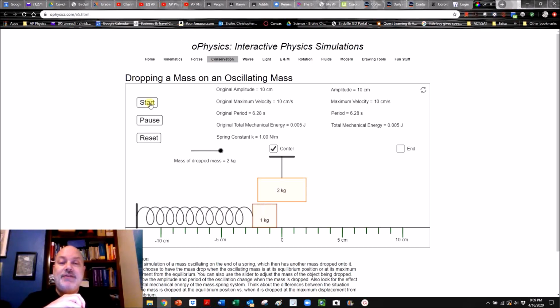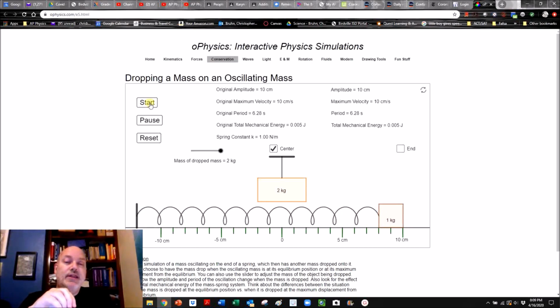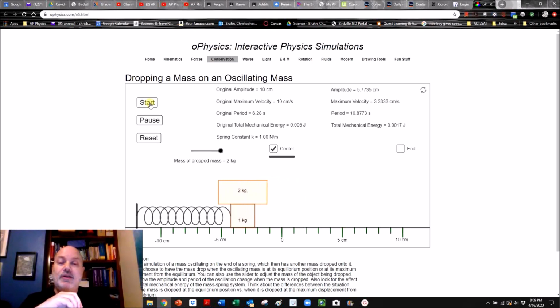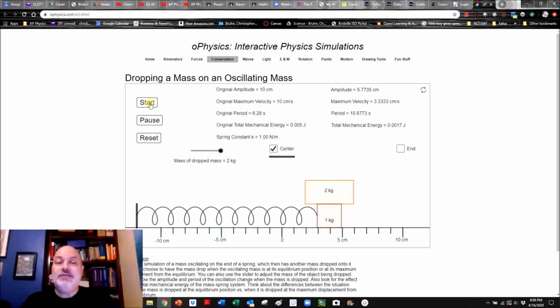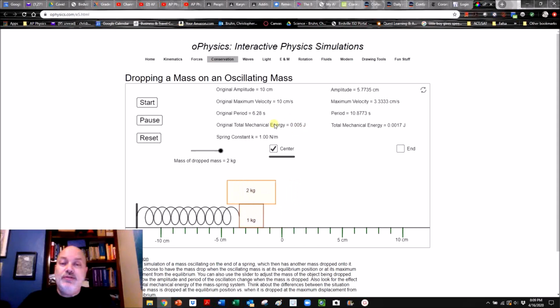This time the mass is moving when the 2 kilogram mass is dropped on top of it. When that happens, I want you to notice that that is an inelastic collision, a completely or perfectly inelastic collision. So kinetic energy is lost. We started with 0.005 joules. This time at the end we have less mechanical energy.